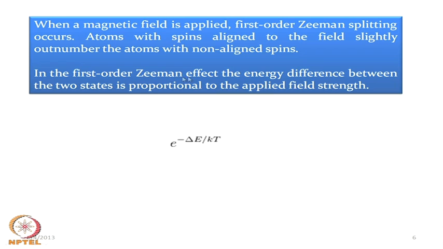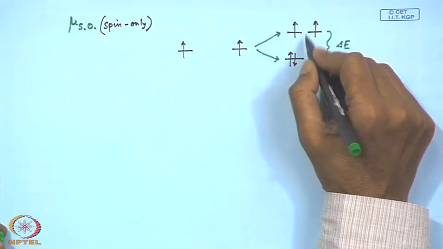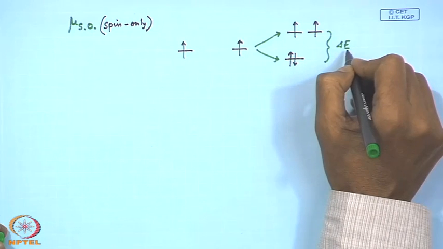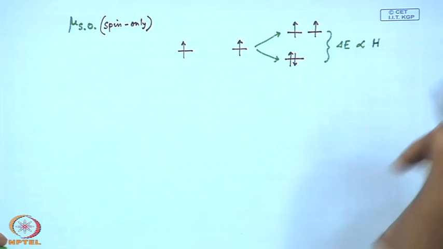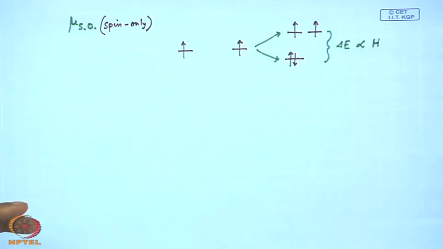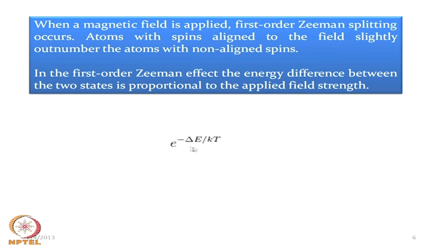And if we consider the first order Zeeman effect only, the energy difference between these two states is proportional to the applied field strength. So, like our crystal field, this energy gap is dependent on the field. If the field is H, the delta E values for these systems will be proportional to the field strength of the magnet. So, if we have a very strong magnetic field, we should be able to generate a much larger delta E value.